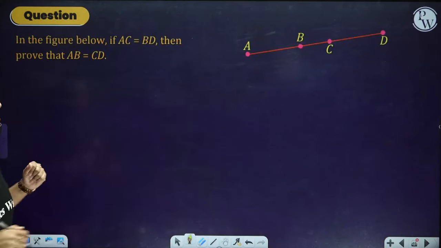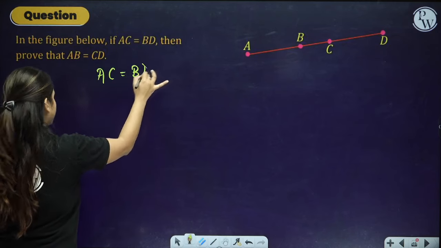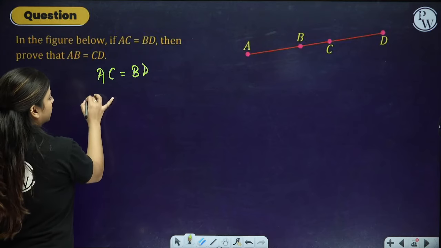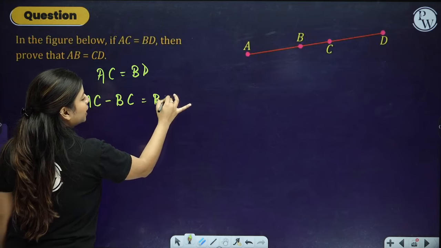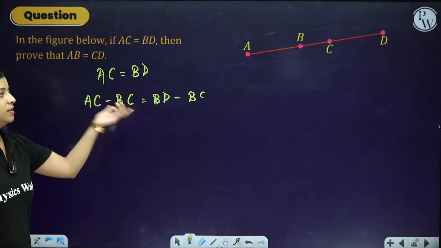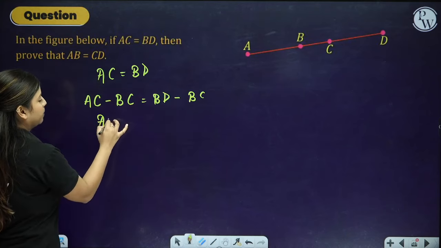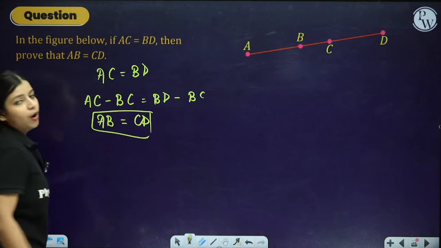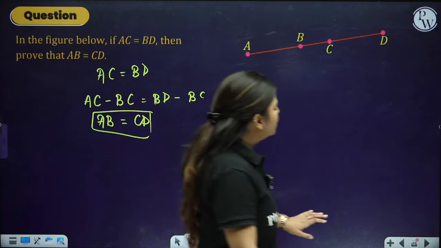Now, we know that AC is equal to BD. Very simple. Now, if we subtract BC from both sides, by Euclid's axiom we can say, if equals are subtracted from equals, the remainders are also equal. So AC minus BC is AB and BD minus BC is CD, and this is what needed to be proved.